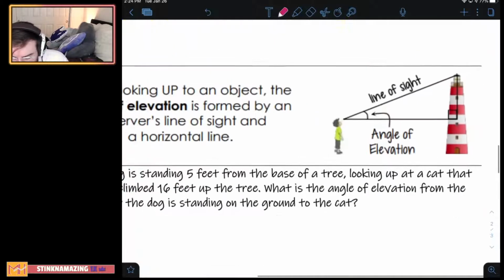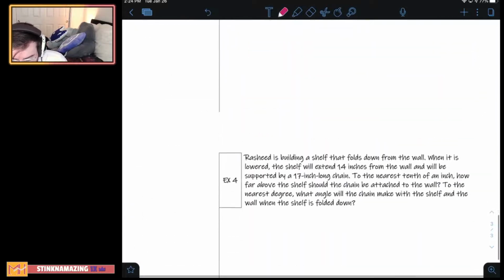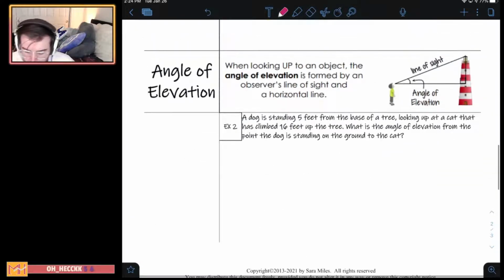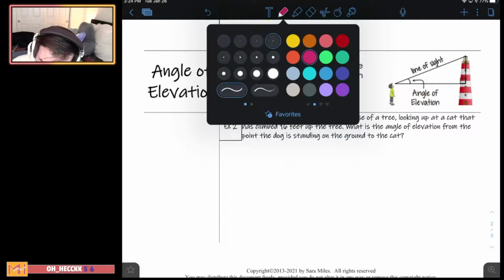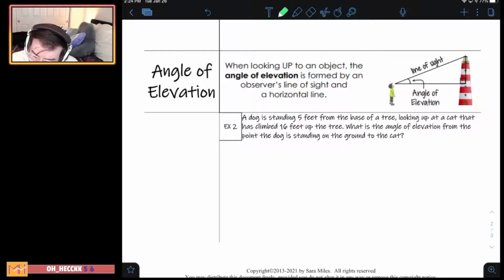All right, let's knock out a few word problems and we're done. How many are there? There's 3. Maybe we only do 2, but let's see what happens. Here we go. A dog is standing 5 feet from the base of a tree looking up at a cat. So this is explaining what angle of elevation is. Angle of elevation is the idea of looking up to an object, okay?